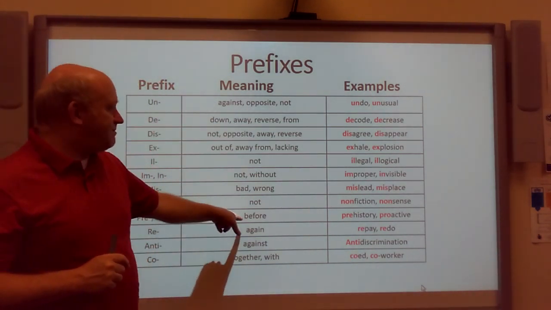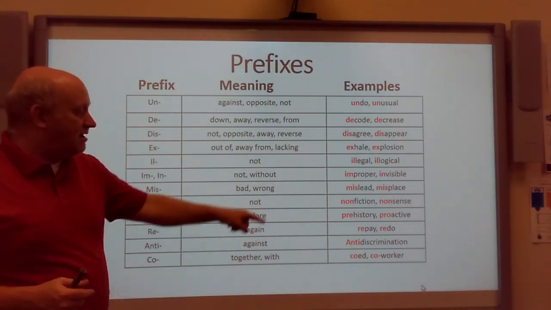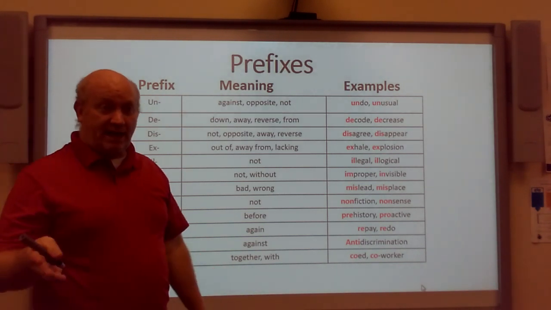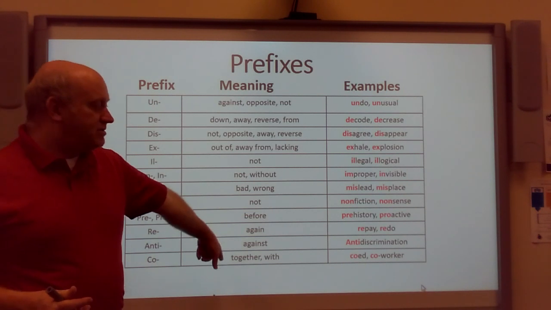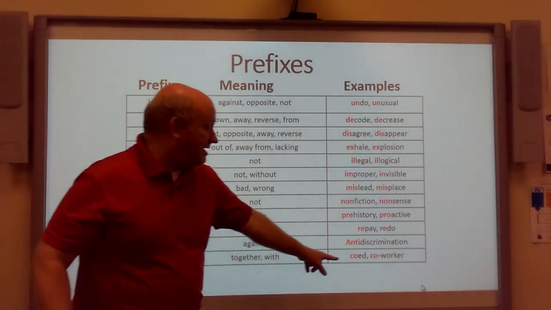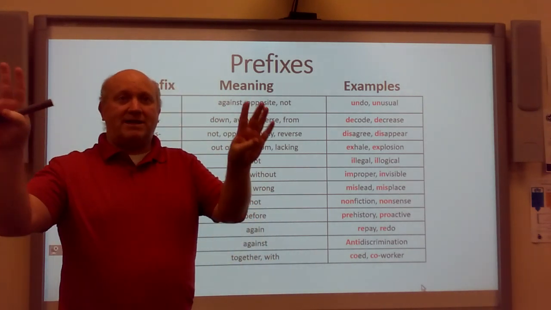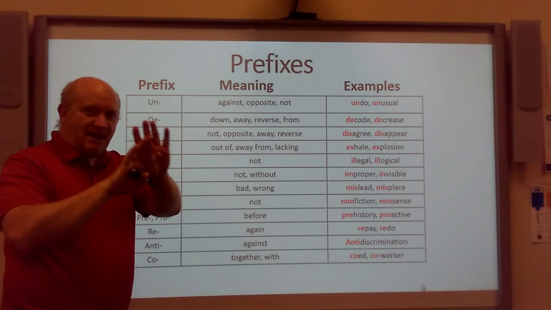Pre or pro means before, prehistory, proactive. Re means again. Examples, repay, redo. Anti means against. Anti-discrimination is an example. And then finally, co means together or with someone, hence your co-worker or co-ed, both boys and girls playing the same sport or doing the same activity.